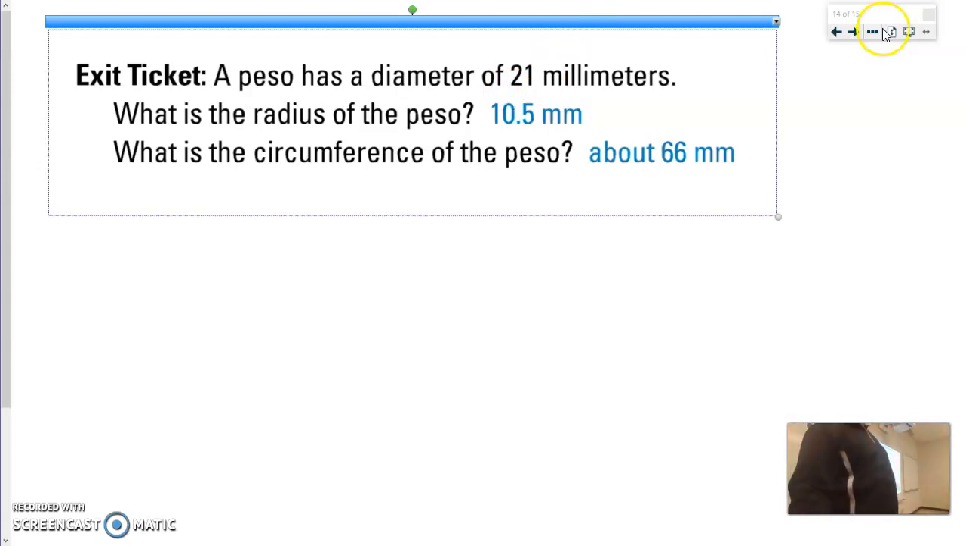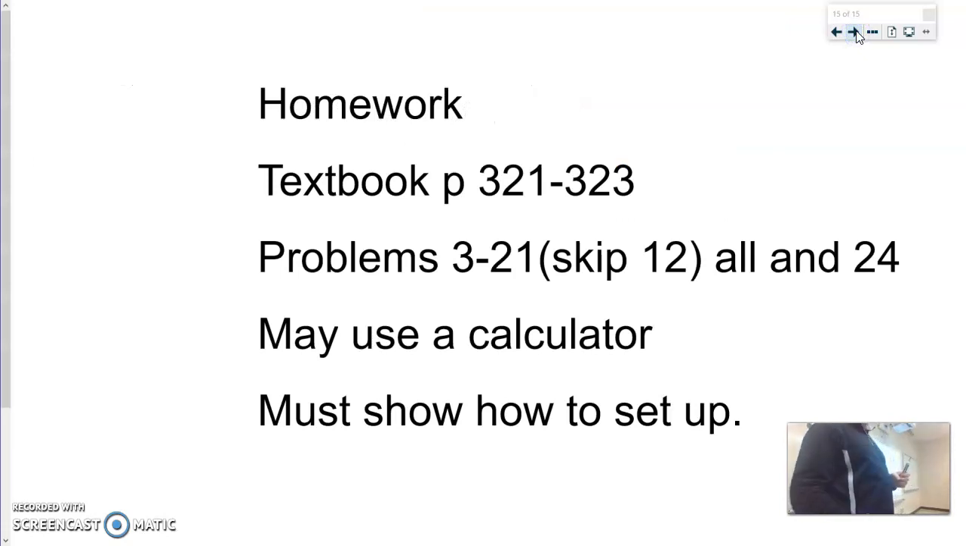So, for today, we've talked about 4 different things. Diameter, distance across through the center. Radius, from the center to the outside. Circumference, either 2 pi r or pi d. And then we talked about the semicircle, where you had to find half of the circumference and then add the diameter to that. Your homework for today is page 321 through 323.